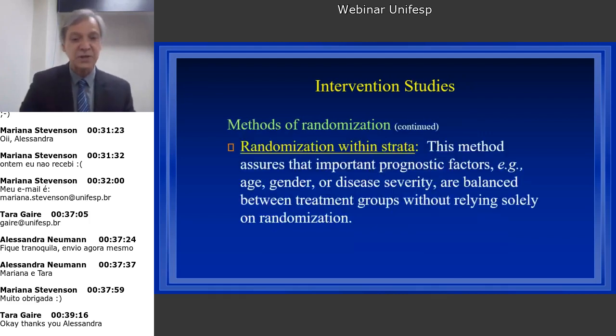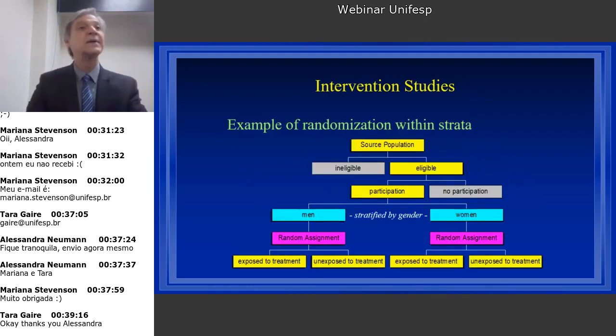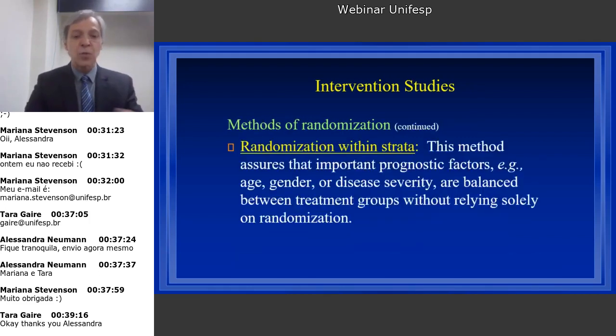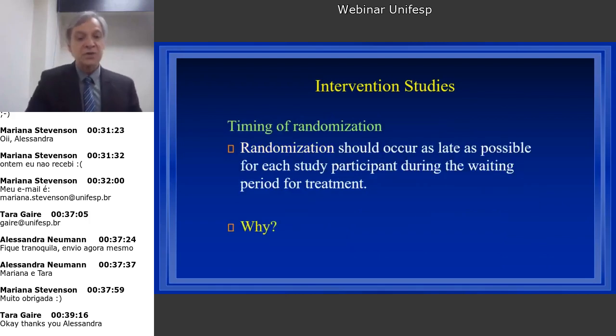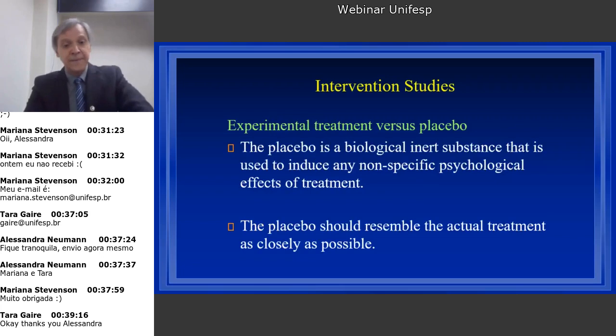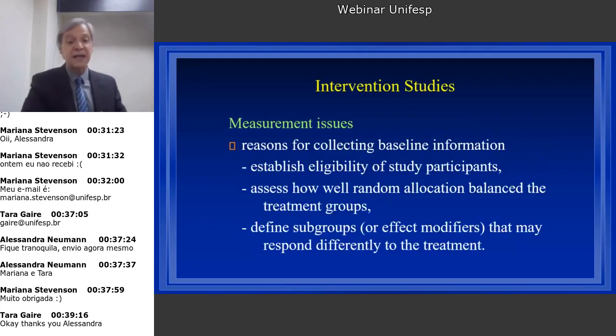So that's stratification for small numbers. And if I have a reason to stratify, do it. If you don't have a reason to stratify, don't do it. It's extra work. But if you do, do it. So read about it. I think stratification is pretty clear. Randomization should occur as late as possible. I remember I mentioned that before. Don't do it before participants decide to be in. Placebo is a biologically inert substance we talked about. I'll skip that. I want to get to the real deal here.